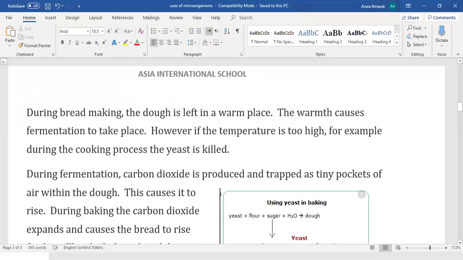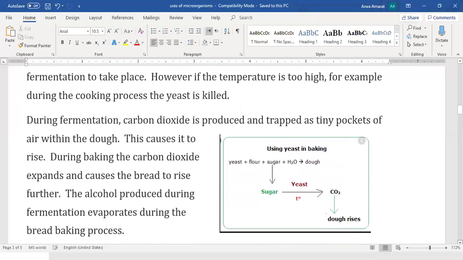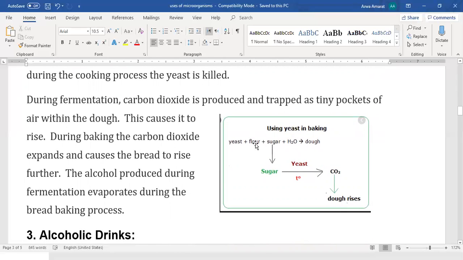Now, what happens there exactly? During bread making, the dough is left in a warm place and fermentation happens. However, if the temperature is too high, it will kill the yeast. So we have to put it in a warm temperature only. During fermentation, what happens? The yeast respires the sugar, and CO2 is produced, which will make the dough increase in size. It expands and causes the bread to rise.